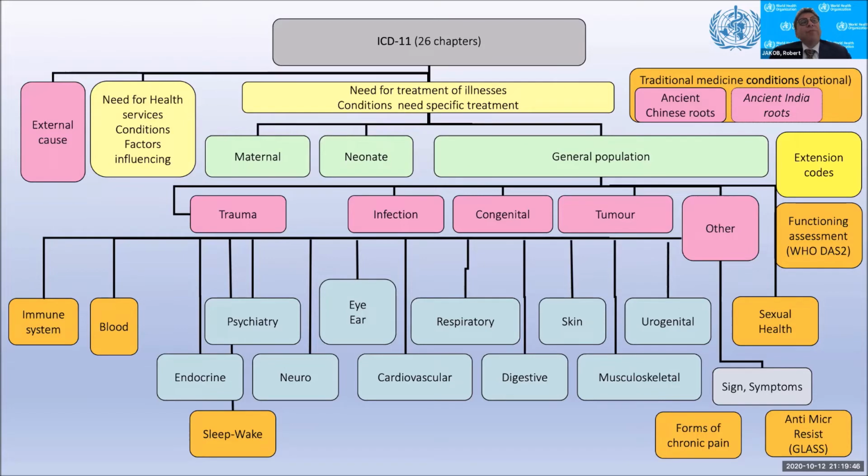We have this new chapter of immune system and blood that has been split into these 2 chapters. We have a chapter for sleep and wake. We have sections for chronic forms of pain and antimicrobial resistance. We have a chapter on conditions relating to sexual health. We have this functioning chapter. We have the extension codes, and we have traditional medicine, as you see, ancient Chinese roots, and we are working towards ancient India roots broadly. I put this in italic because this is still under development, so too early to put some final name.